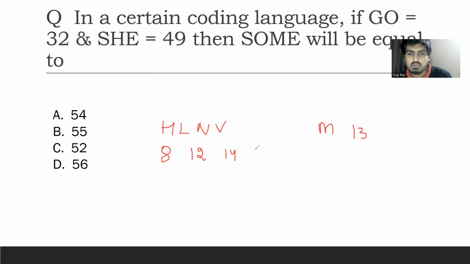And V is 22. This way 22 plus 8 will be 30, plus 12, plus 14 is 26, so 30 plus 26. How much will it be? 56. So D will be the answer. Going to the next question.